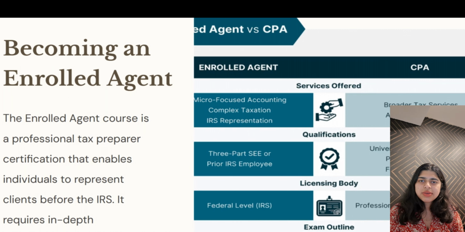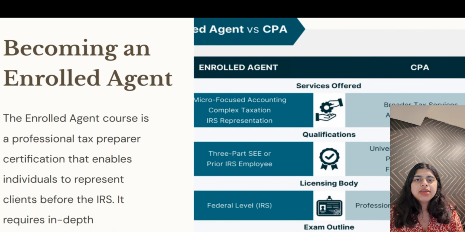Looking at the licensing body, EAs are licensed by the IRS. However, CPAs are licensed by AICPA, and also by different states of the USA. We know that there are more than 50 states in the USA. Each state gives the designation, so there is a difference between a CPA from New York and a CPA from California.